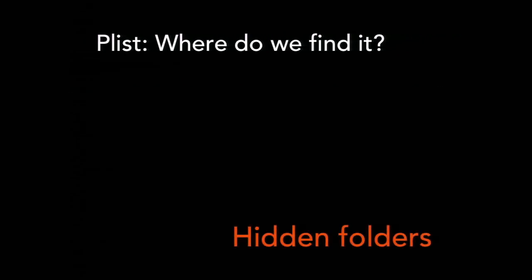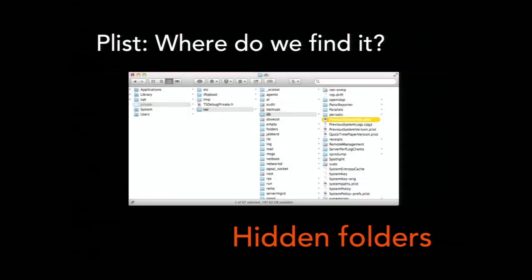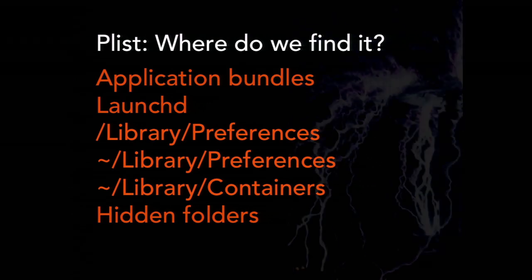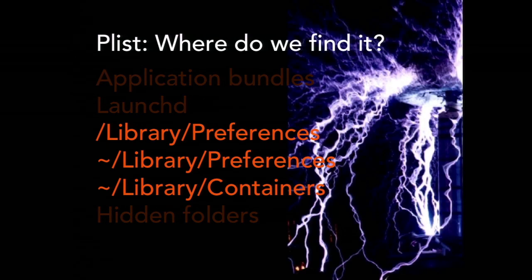And if you look even deep enough, you're going to find plists in OS X's hidden system folders. Private var db, there's more stuff there. All right, so plists are everywhere. They're all over the computer. But these are the only three places that you really need to be concerned about.